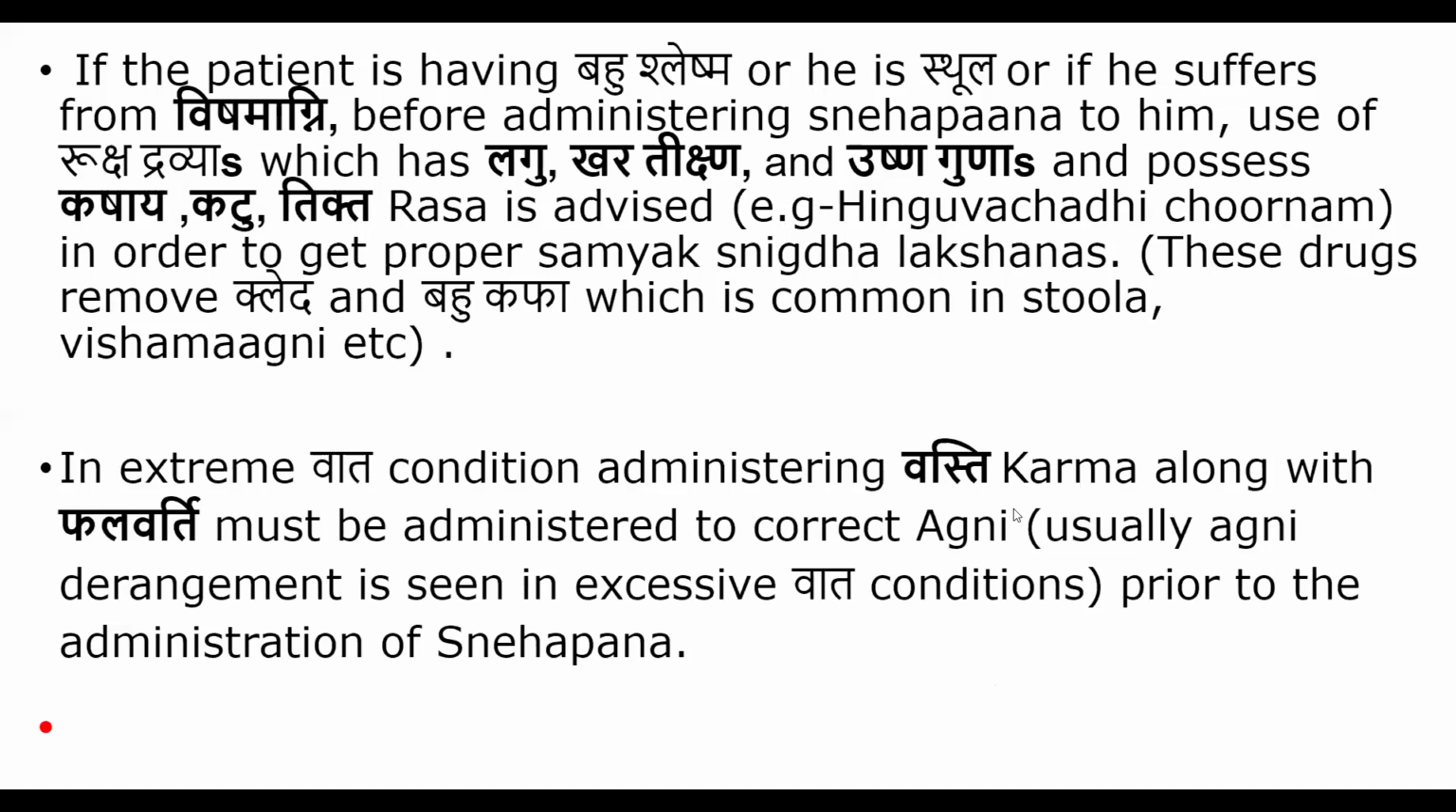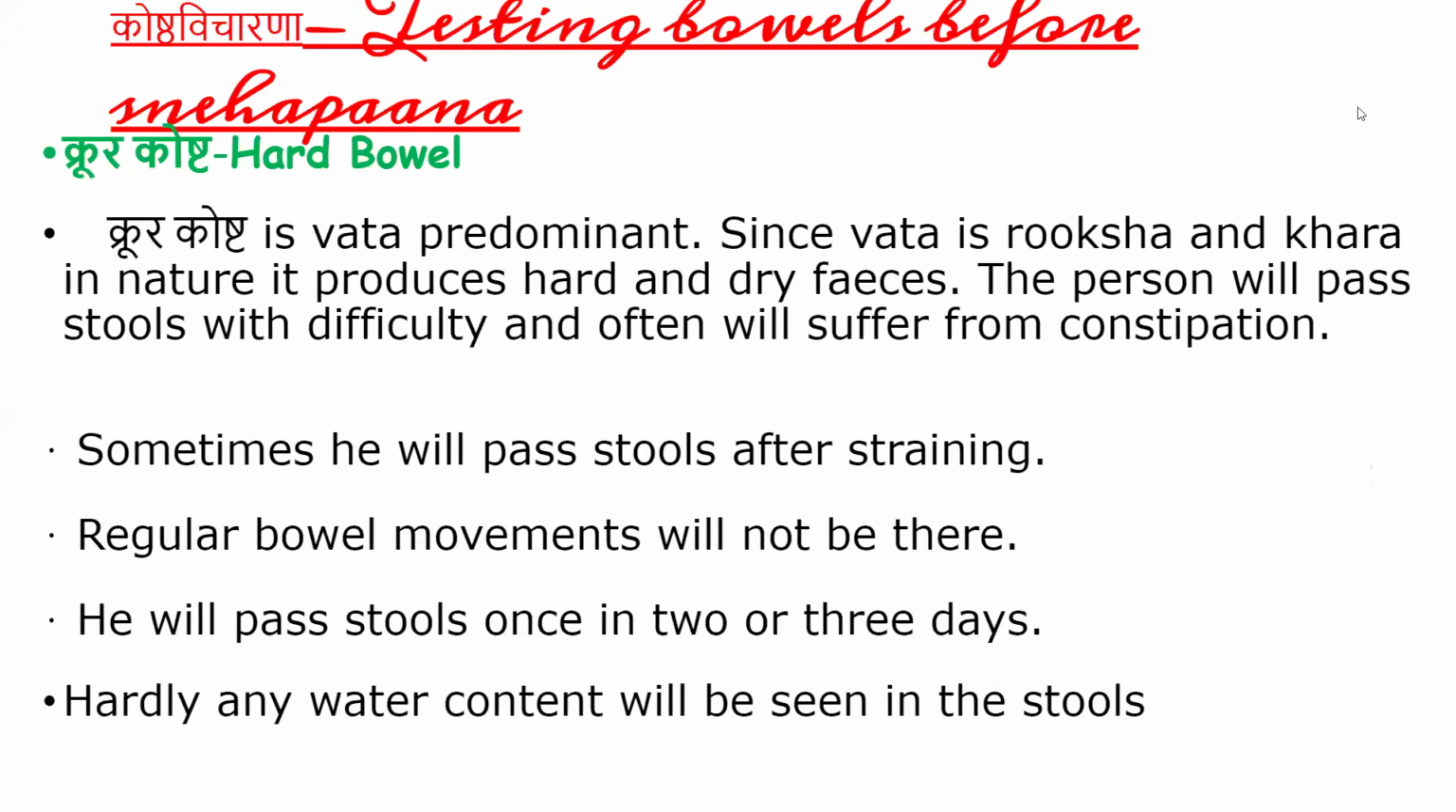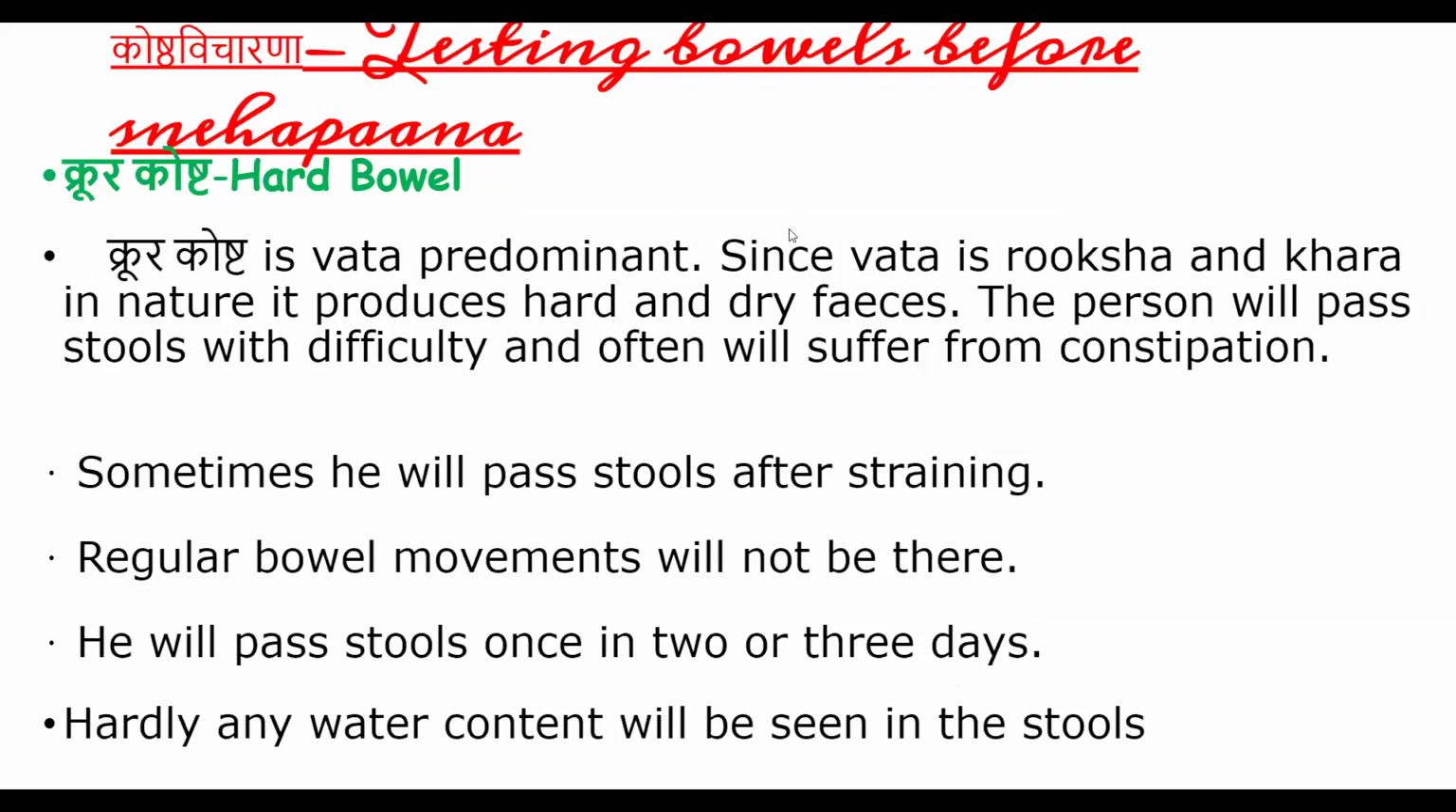the Samyak Snigdha Lakshanas. And especially if too much Vata dosha is there, then Vasti is explained. Especially Snehavasti or Matravasti. So these are the two criteria. If it is too much Kapha, go for Ruksha. If it is too much Vata, go for Matravasti or Anuvasanavasti, 5 to 7 days.